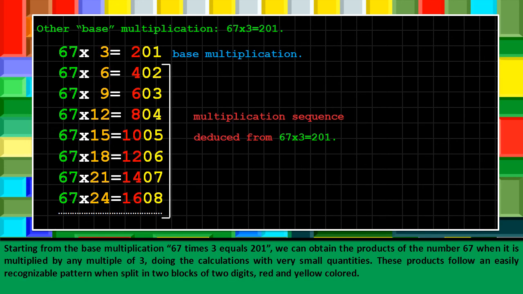Starting from the base multiplication 67 times 3 equals 201, we can obtain the products of the number 67 when it's multiplied by any multiple of 3, doing the calculations with very small quantities. These products follow an easily recognizable pattern when split in 2 blocks of 2 digits, red and yellow colored.